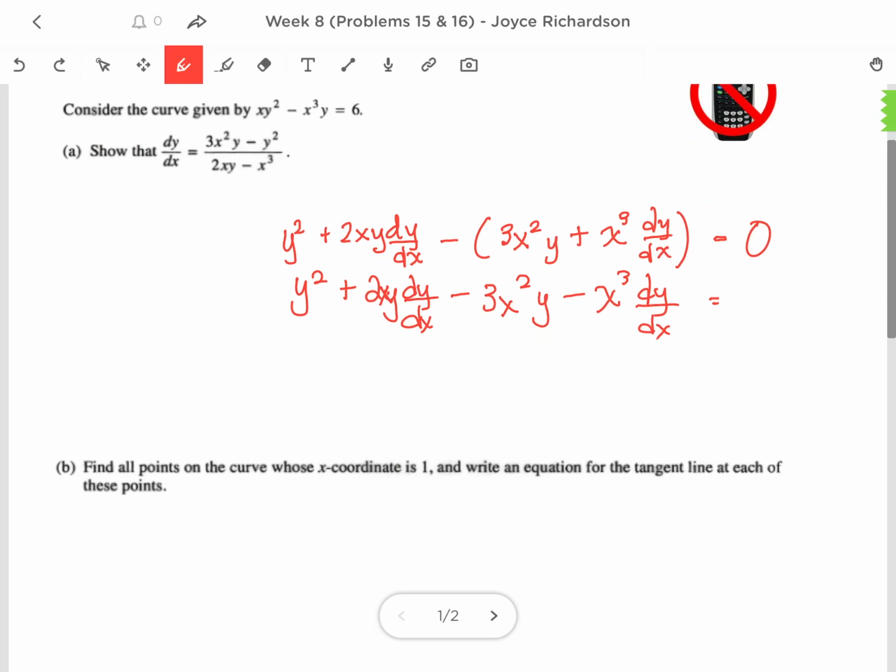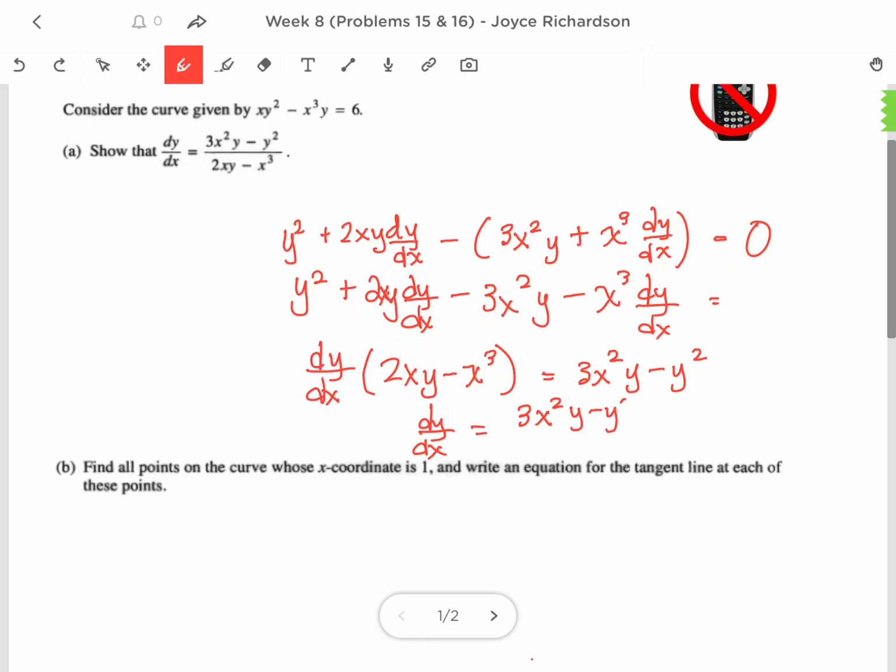Everything that doesn't have a dy/dx moves to the other side. So I'll factor out a dy/dx. 2xy minus x cubed is equal to 3x squared y minus y squared. And my final answer is exactly that. Now, those of you who didn't get full credit, you had some kind of bad math going on with your negatives. So dy/dx is 3x squared y minus y squared over 2xy minus x cubed.